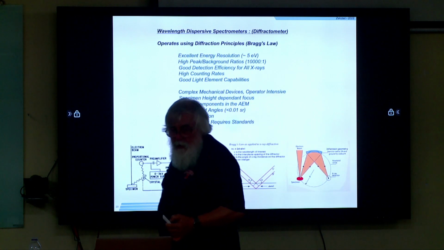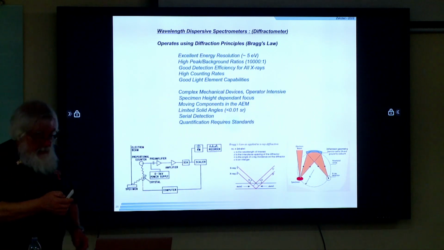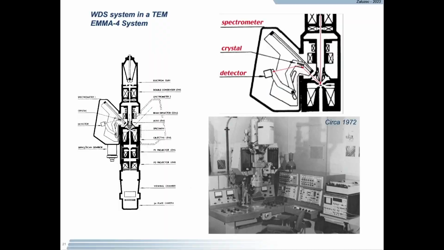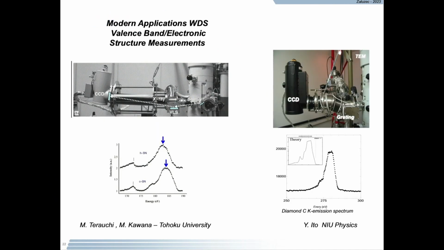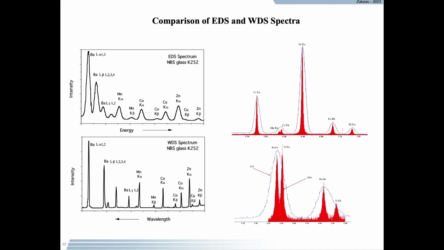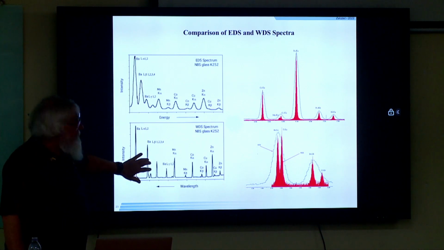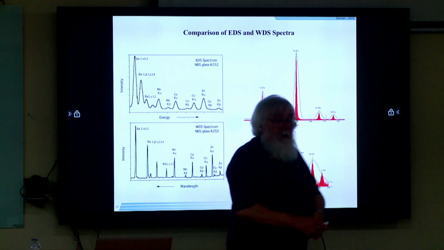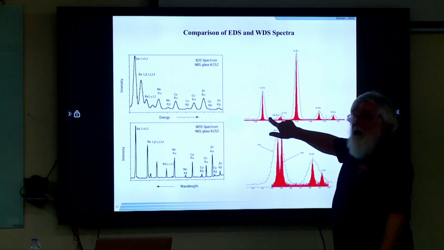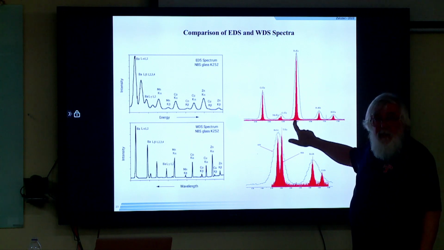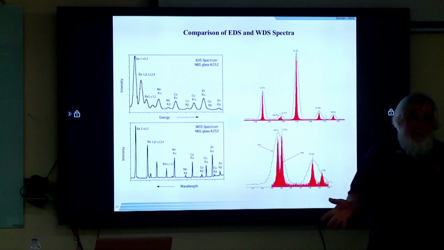All right, I'm not going to spend any time talking about the wavelength dispersive in the TEM. That's the modern one. This is the point I want to make about a comparison between an EDS spectrum and a WDS spectrum. Same material, two different detectors. This is EDS, this is WDS. Again, same thing here. EDS is the line, solid is WDS. You see the huge difference in energy resolution.